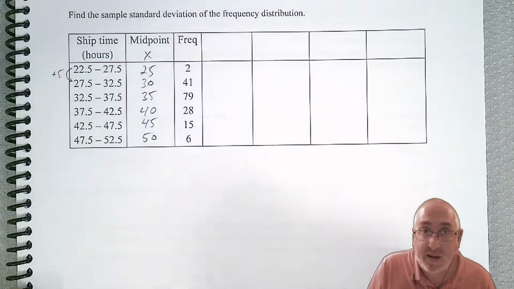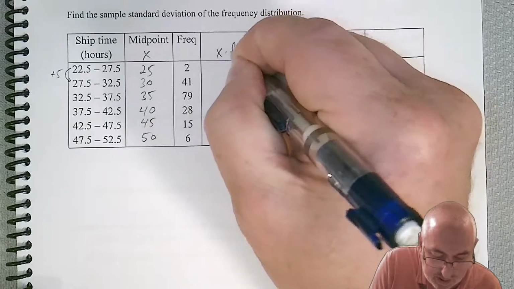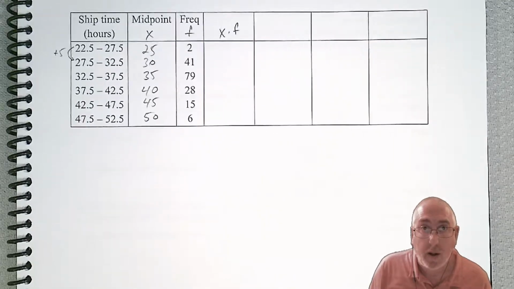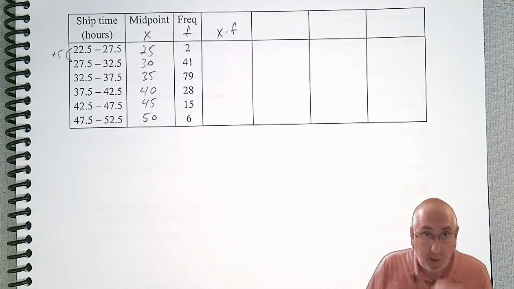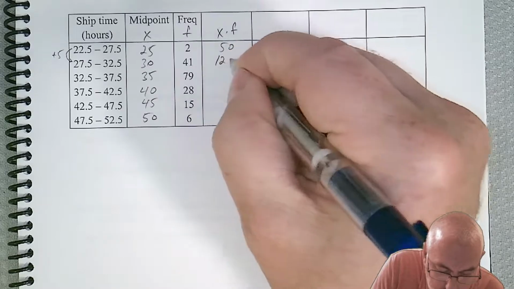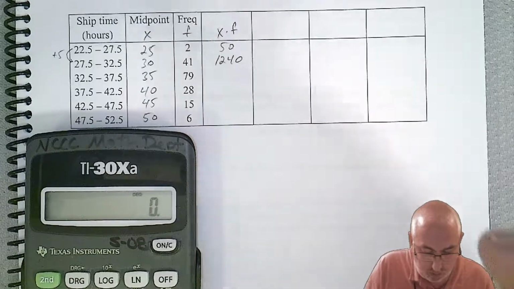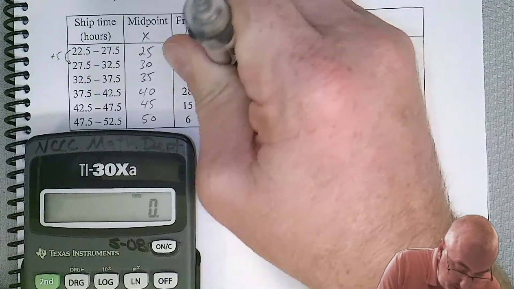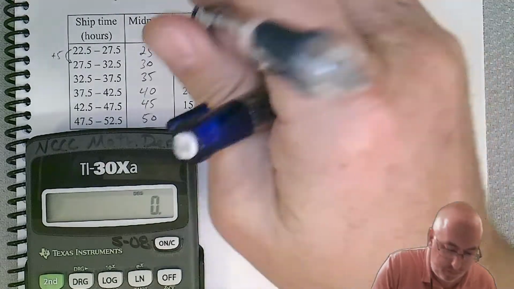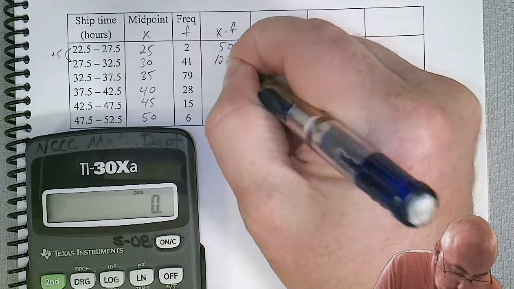So remember, the first step is to find the mean. So we're going to need X times F. And our frequencies, remember, are our F's. So let's see what we get. Remember, we have to multiply across. So it looks like we got a 50 here. That looks like 1240. Well, let's make sure I do this right. That's actually not 1240, but 1230.